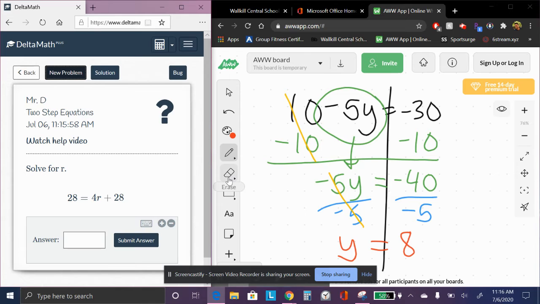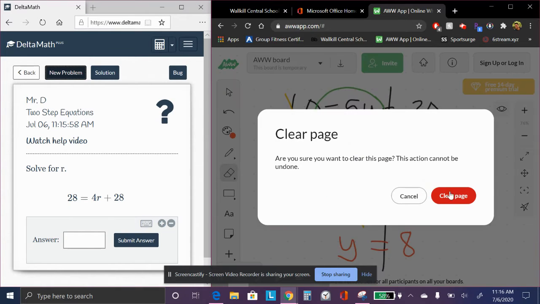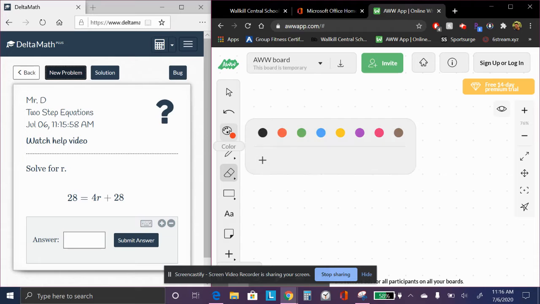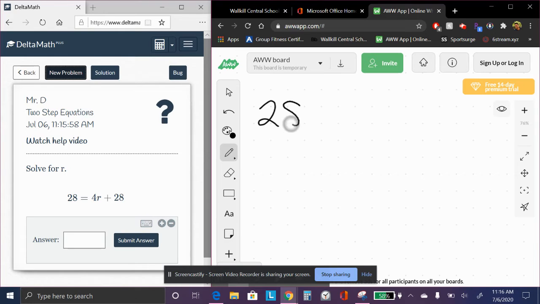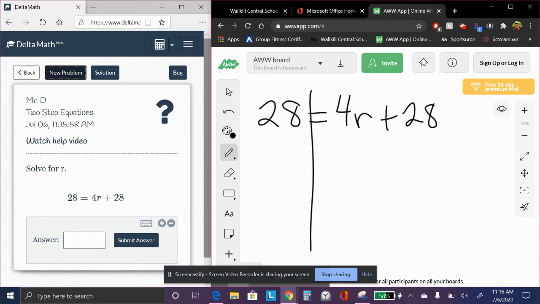Okay, let me clear my board here. 28 equals 4r plus 28. Draw my line down the equal sign. Again, the variable is on this side, so we want to get this 28 over here. So what we have to do is, opposite of adding 28 is subtracting 28 from both sides.